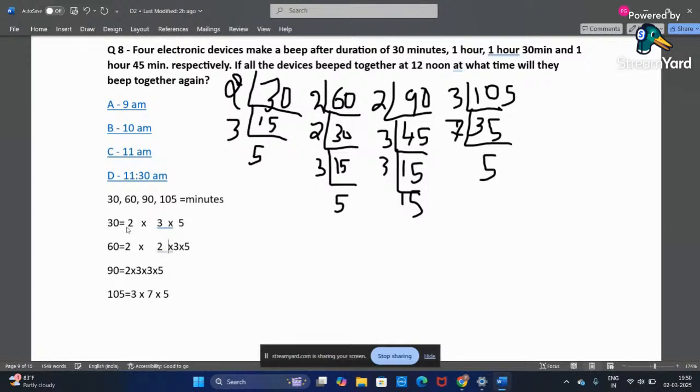Try to solve. I'll give you 1 minute to solve. Try to solve the common factors. Tell me the final answer.